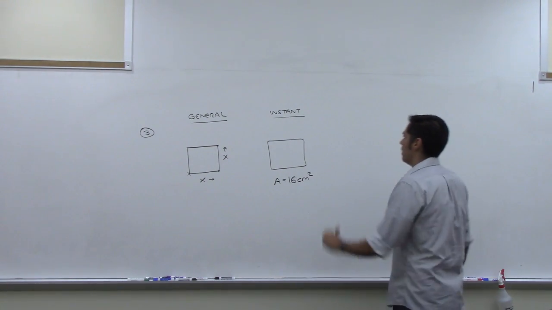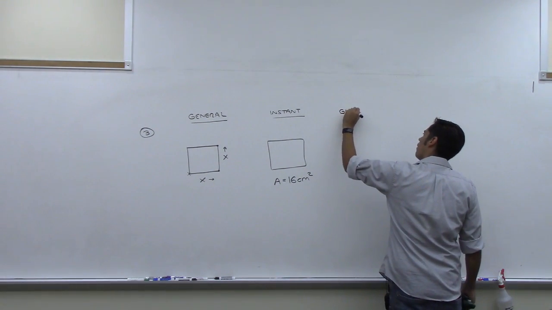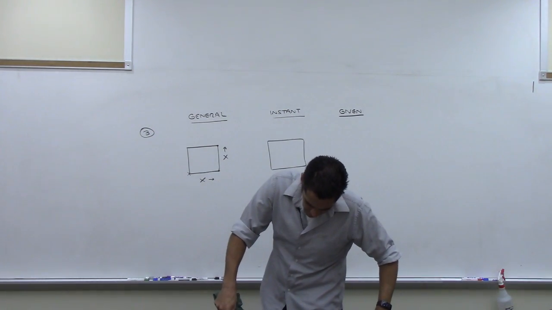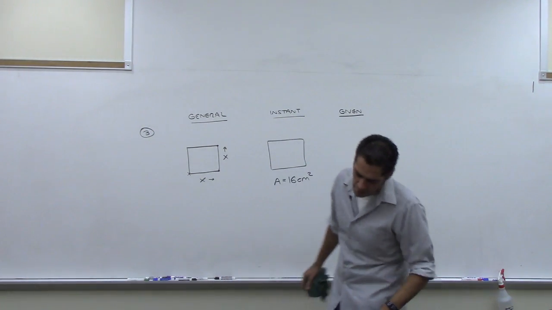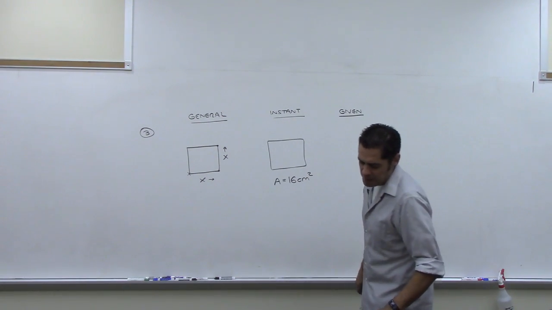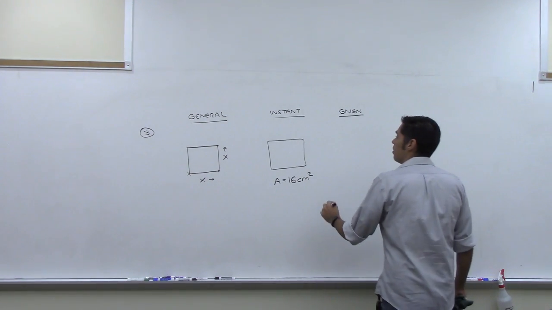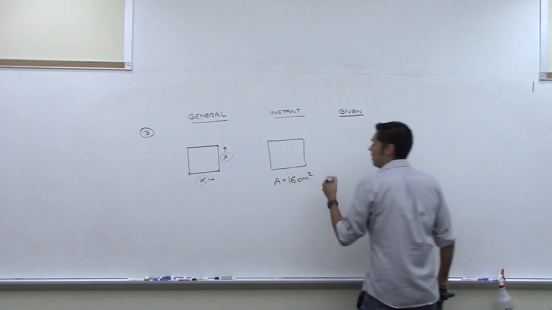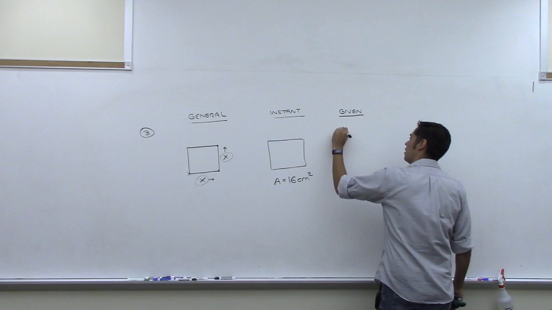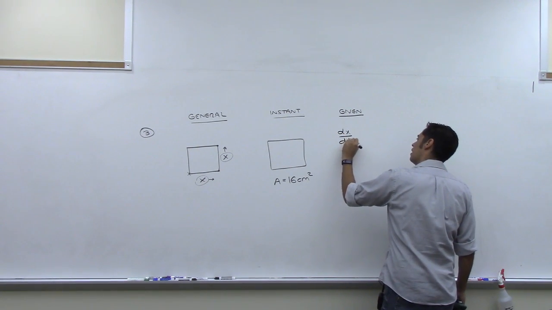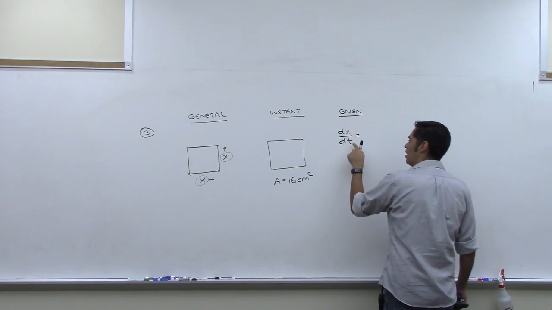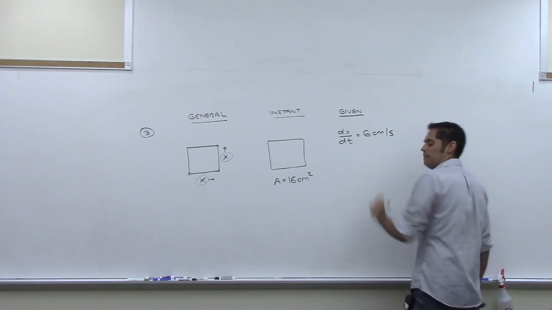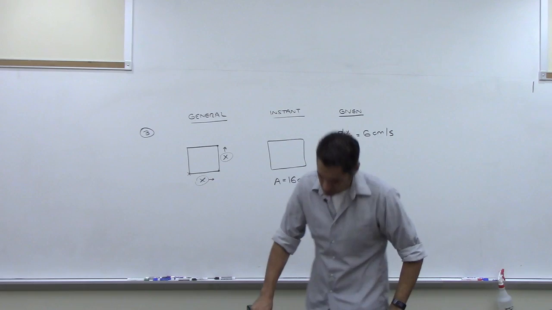I am given the rate at which each of the sides is increasing. It says each side of the square is increasing at a rate, which means derivative, of 6 centimeters per second. So I'm given how fast each of these sides is growing. And since I've labeled them x, I can say dx/dt, the rate at which the x sides are changing with respect to time, is 6 centimeters per second. Just double check, it was centimeters per second, yes.